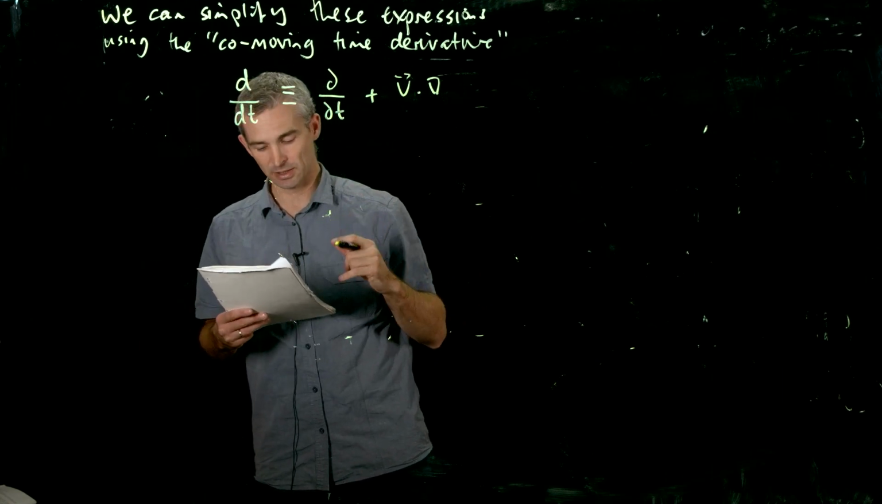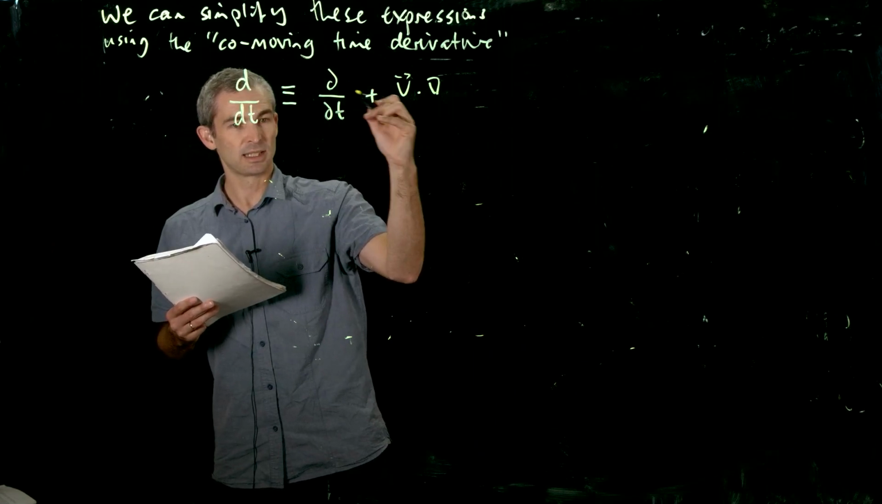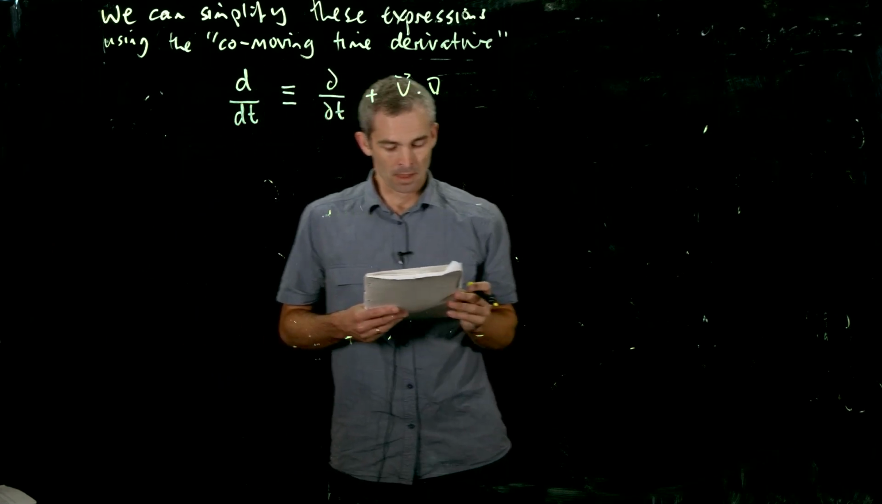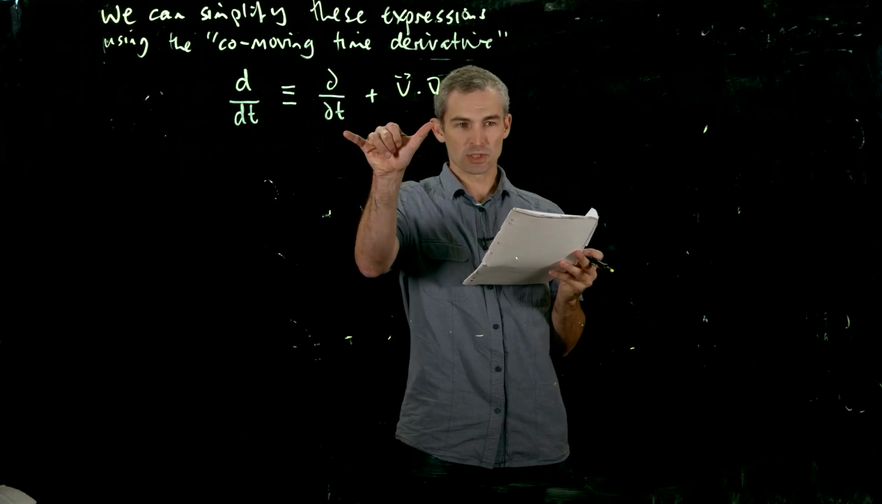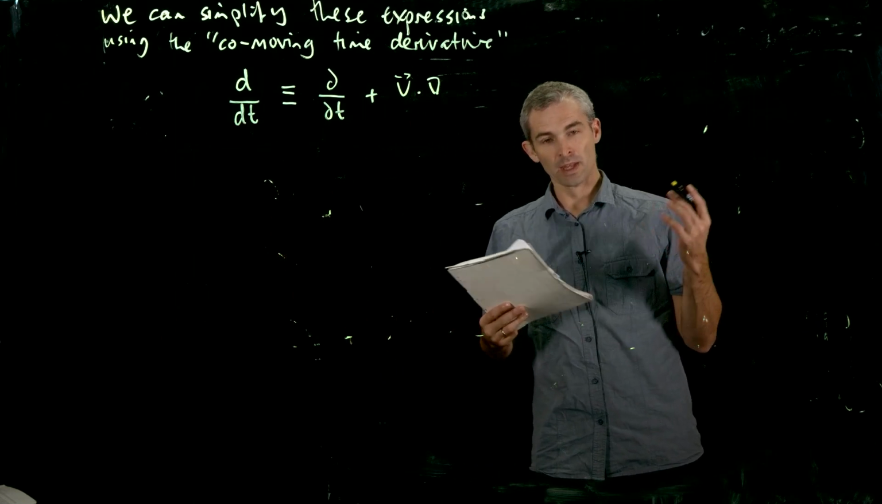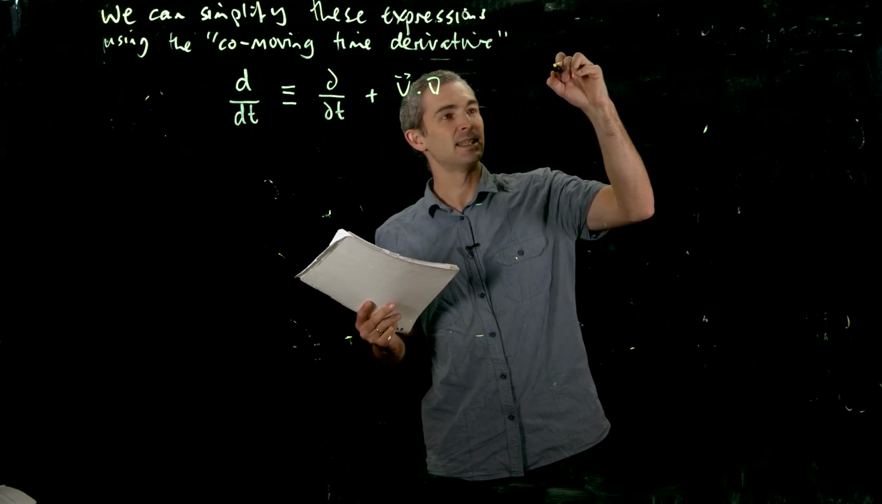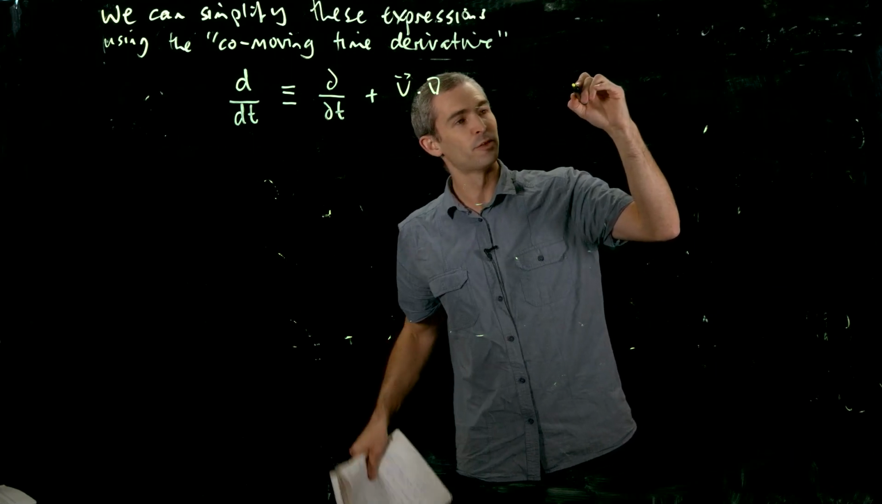And it's an operator. So for example, if you put a density here, you put a density here and a density here. So you can see that that would capture our left-hand side of our equations into this single time derivative. Now the way to understand the co-moving time derivative is, this is the time derivative.